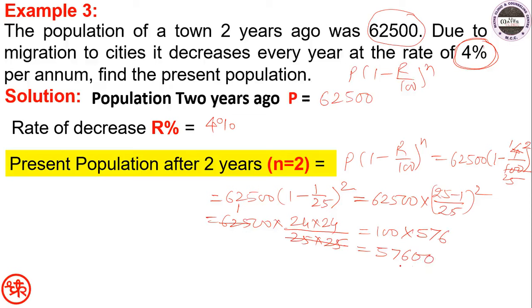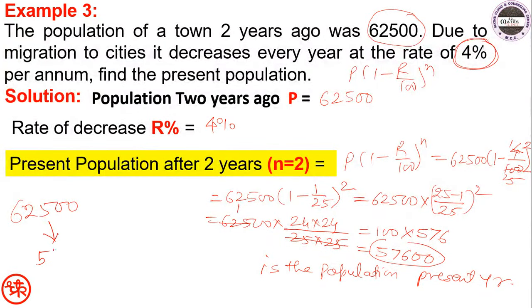P is 57,600. 57,600 is the present population here. Is that clear? So this is the population. So what was the initial population? 62,500, and that decreased to 57,600 by 4%. Is that clear?